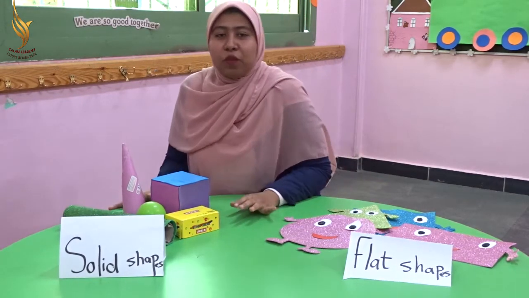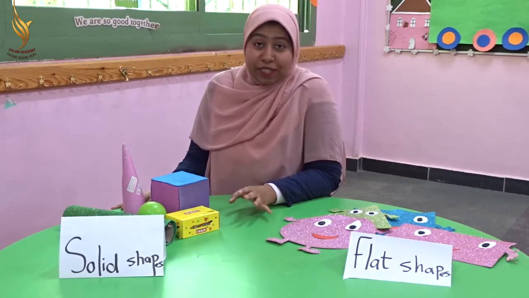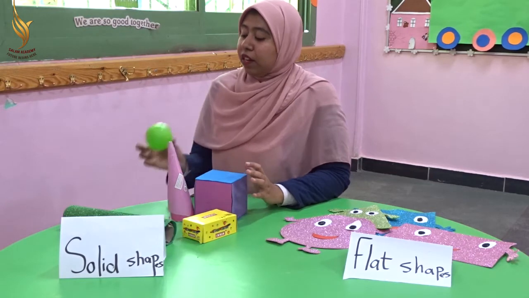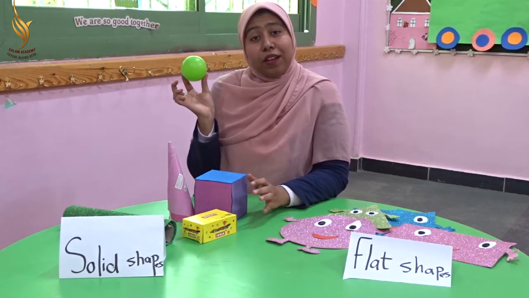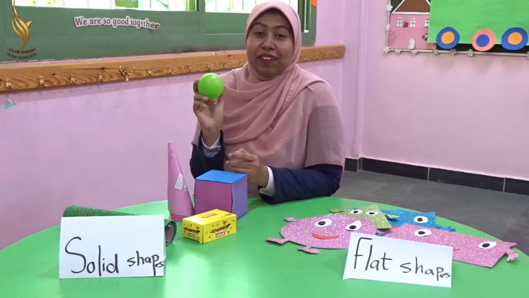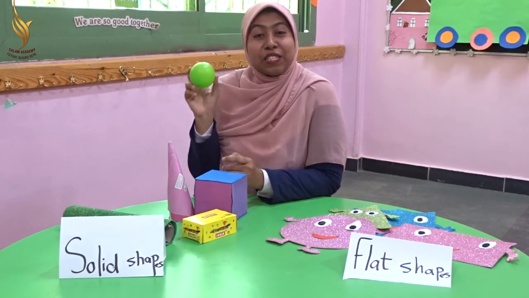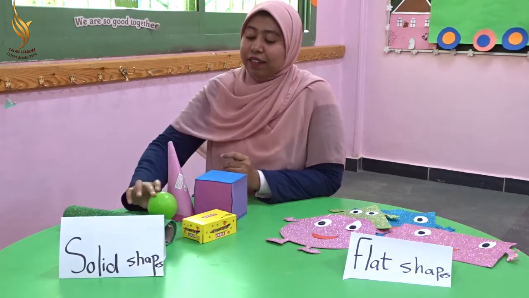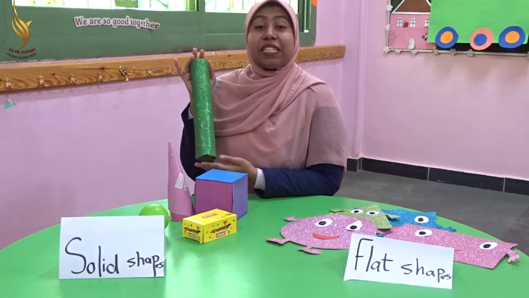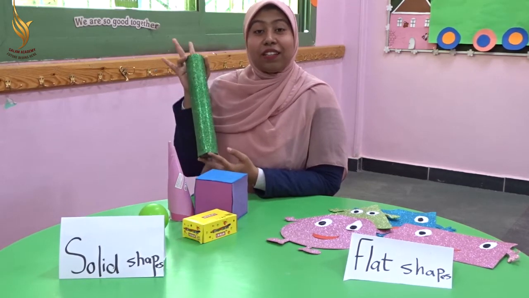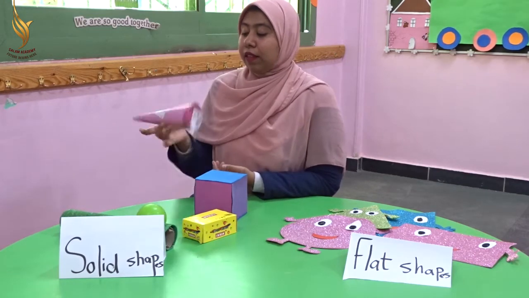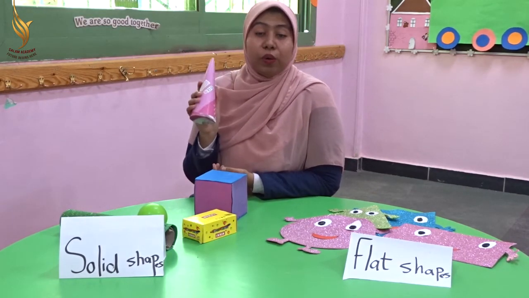On the other hand, we have this group of shapes. Let's see. Do you know what this shape is? It's not a ball. Sphere. Again, sphere. What about this shape? Cylinder. Cylinder. And this is a cone.